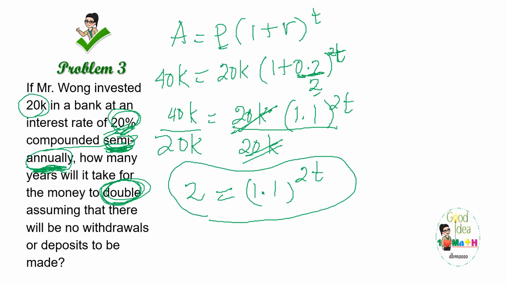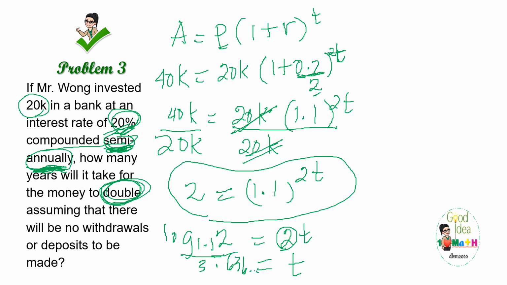So this is now the exponential form. Let's change it to logarithmic form. This will become logarithm of 2 to base 1.1 is equal to 2t. So 2t is our exponent. Using calculator, logarithm of 2 to base 1.1. Then divide by 2. So t is equal to, using calculator again, logarithm of 2 to base 1.1. Press it in your calculator. Since you have 2 here, divide the result by 2 and you will get 3.636 and so on. And then, estimatedly, let's round this off. This is 4 years. After 4 years, the money will be doubled.